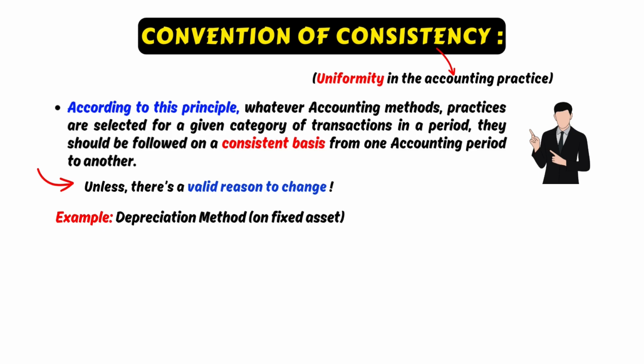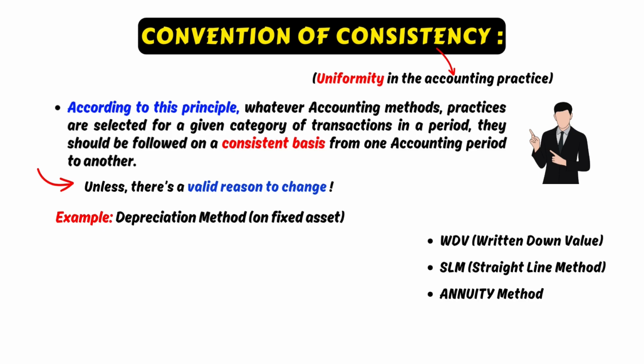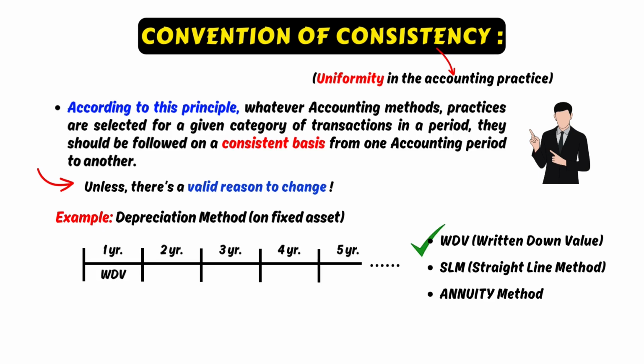And there are various methods, like we have WDV, SLM, annuity method, etc. Let's just say the company selected WDV, the written down value method, in the first year. Then in the second year, it is supposed to follow the same method again, and for the following years to come. This is what is meant by following the consistency principle or the convention of consistency. Okay? So same method is repeated year after year.